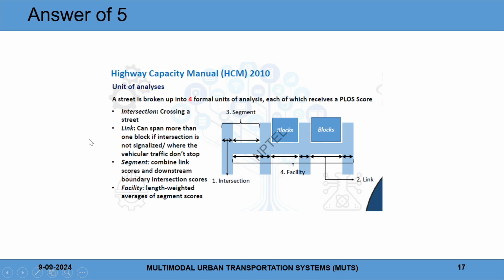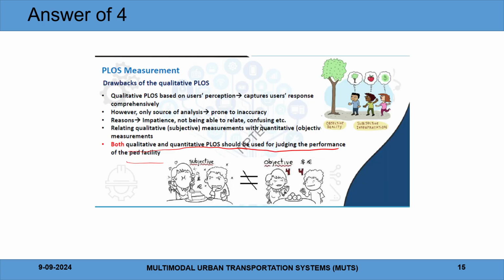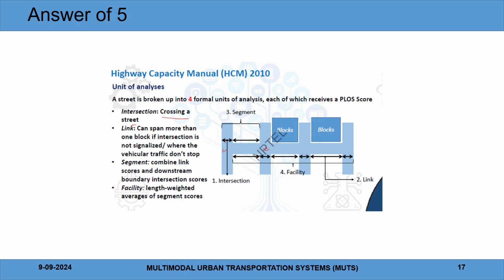So this is the representation of different units of a street. Now, intersection is the crossings in the street. So these things are intersections. Then a link can span more than one block if the intersection is not signalized and where the vehicular traffic doesn't stop. So link may be these portions.